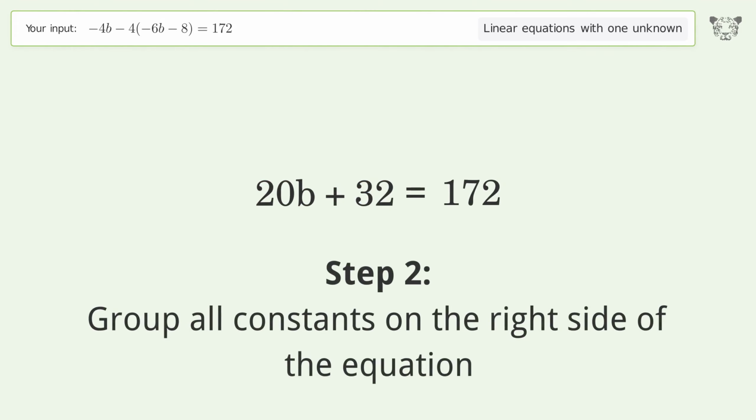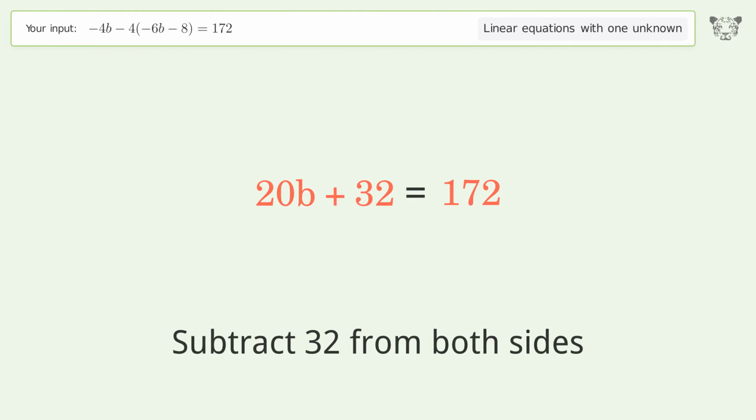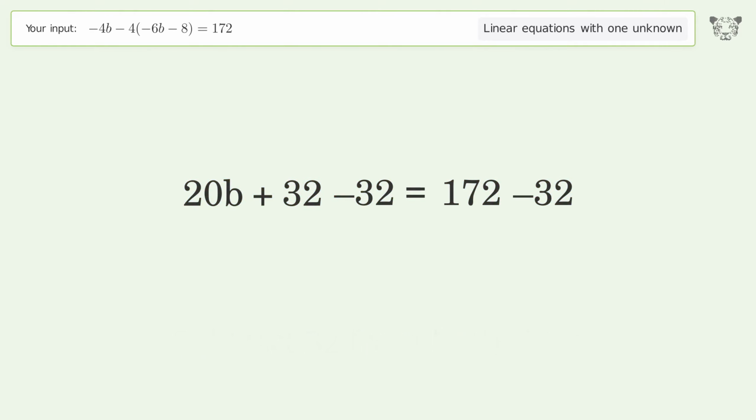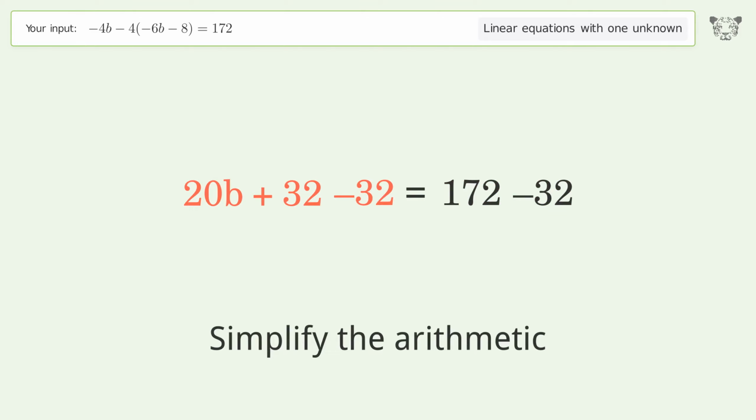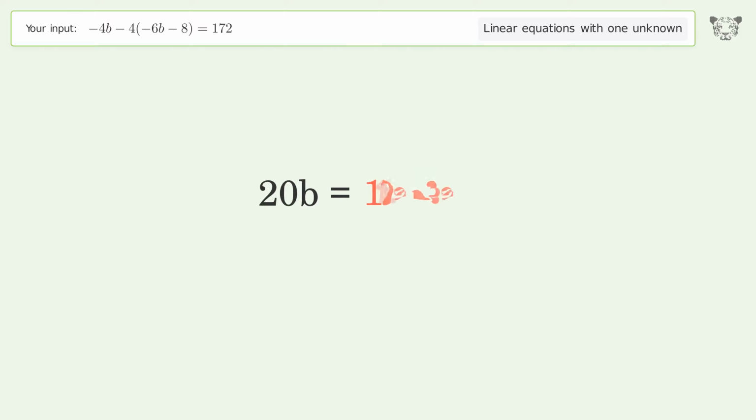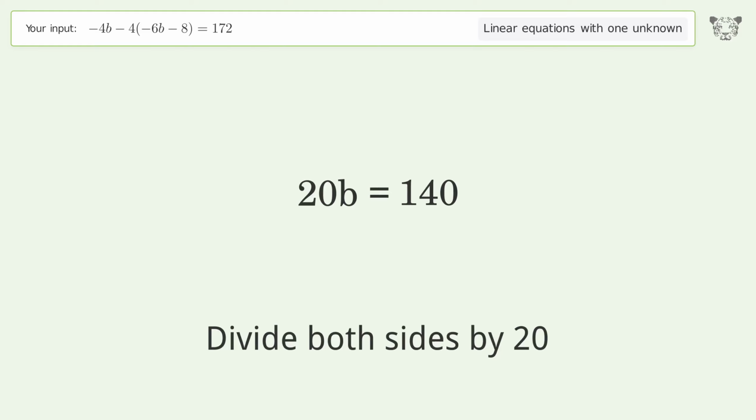Group all constants on the right side of the equation. Subtract 32 from both sides. Simplify the arithmetic. Isolate the b. Divide both sides by 20.